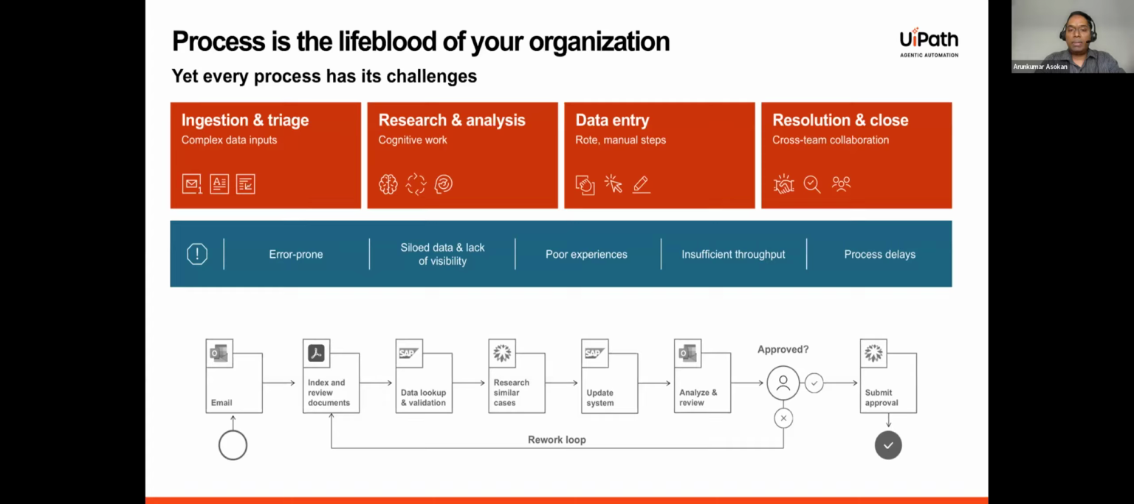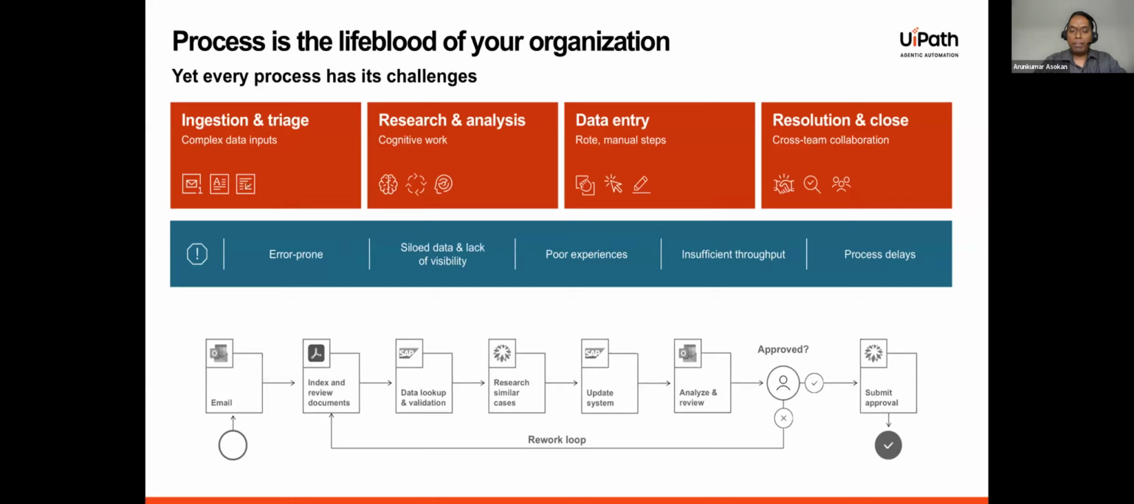So it's a very simple process, but there's a lot of human touch, even though there are systems involved like SAP, Acrobat and email. So it is error prone. It cannot be scaled without adding more people to it. And the experience is not seamless because we have to switch between multiple systems, and there are always human delays as well, right? So this is where we were before UiPath.